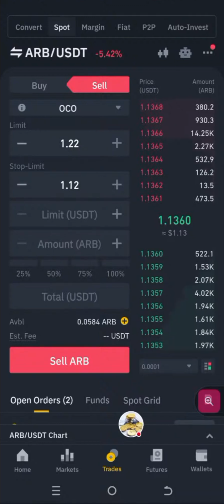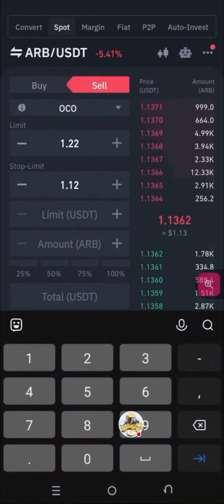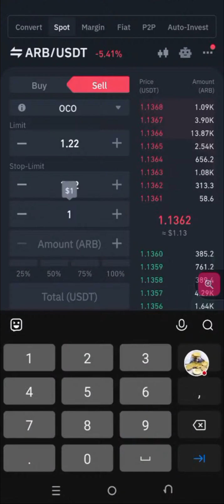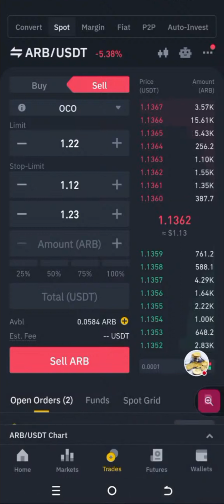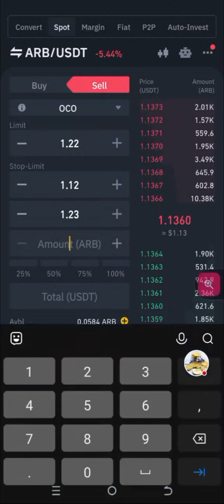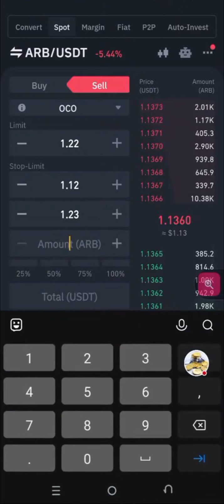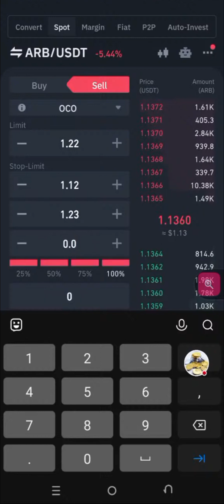So you're going to put all of this: your limit price and all of those things. The price is currently that, and you put your limit price here. Maybe you want it to be 1.23. Do you understand that? So now you have 3 prices, and then you have the amount of ARB that you have, and you pick whether it's 100% or whatever. Don't forget that's currently in the trade.